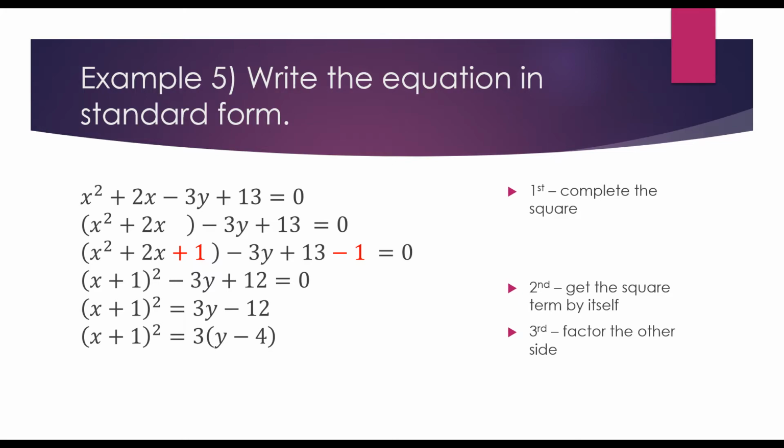So our final equation is (x + 1)² = 3(y - 4). Now that's in standard form. We can look at this, we can tell our vertex, we can see that our 3 is going to equal 4p, so we could solve to find p and then identify our other key features and sketch a graph if we had been asked to do so.